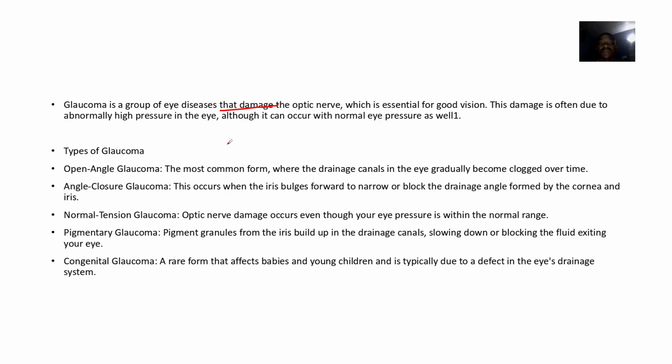So this damage is often due to what? Abnormal eye pressure in the eye. Although it can actually occur with normal eye pressure as well. Okay, so now let's look at the types of glaucoma.